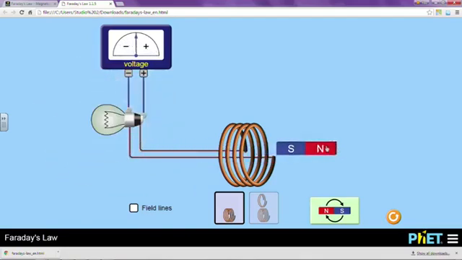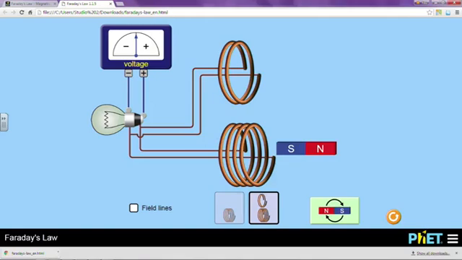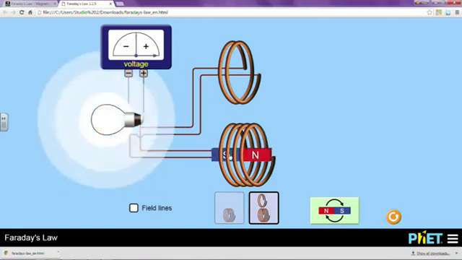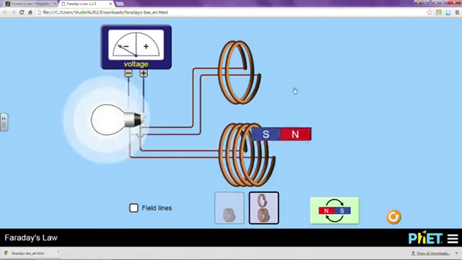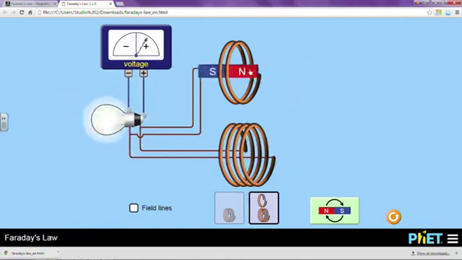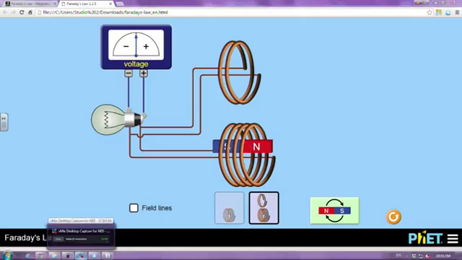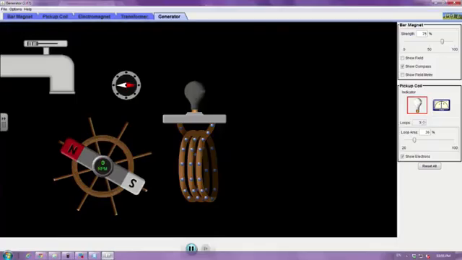Okay, now if I add more coils, so now I want you to see, I put my magnet in, I put my magnet out, I get quite a big current. Same magnet, fewer coils, I get a smaller current. Okay, over here, if I move it faster, I get a bigger current, just because it's fun. I shouldn't keep doing that. Anyway.